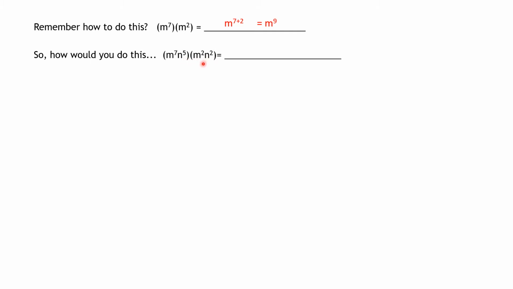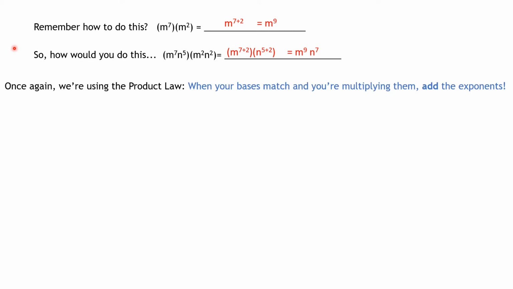So we're going to collect the n exponents too. So here's our m's, same as what we did up here, but our n is the 5 and the 2. So we keep the matching letters together. So the m exponents go together and the n exponents go together. That gives us m to the power of 9 times n to the power of 7. Okay, so we're using the product law, and the rule is when your bases match and you're multiplying them, you add the exponents. So the quotient law would be if you were dividing, you would subtract the exponents.